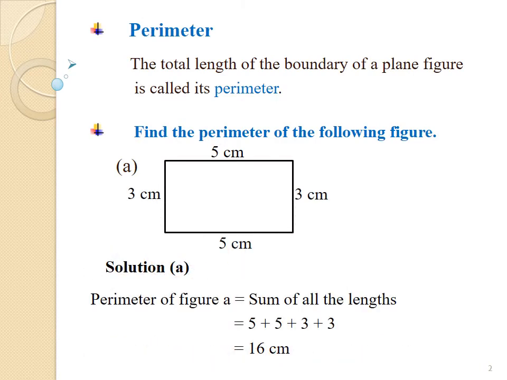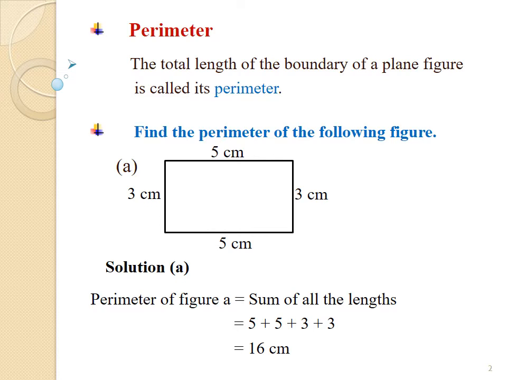Students, before solving the question, let us learn what is perimeter. The total length of the boundary of a plane closed figure is called its perimeter. Students, you have to remember that as perimeter is a length, its unit is centimeter, meter or kilometer.